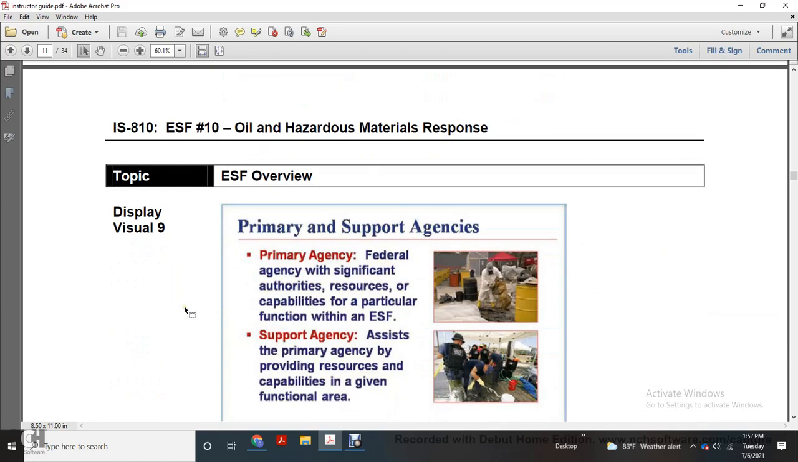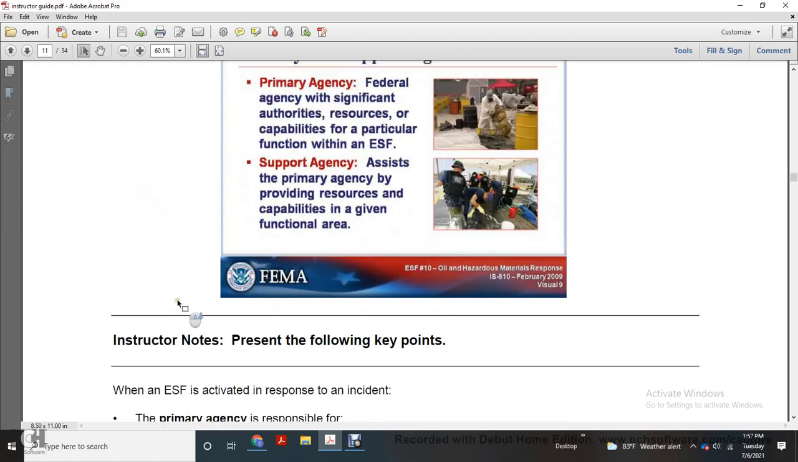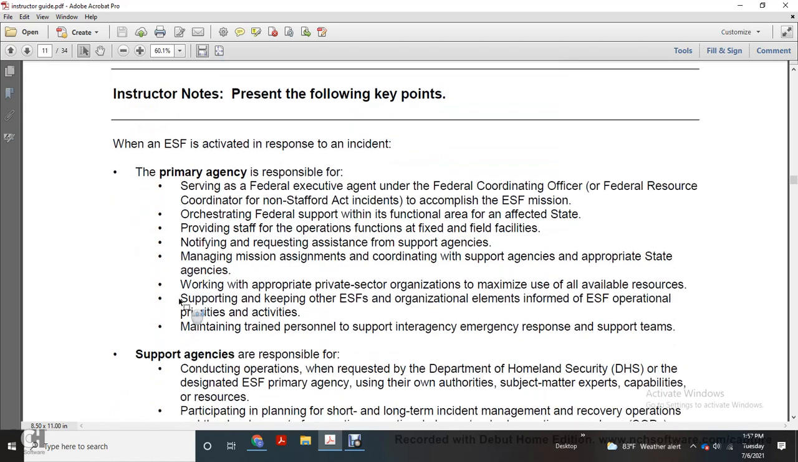Display visual 9. Primary agencies are federal agencies with significant authority, roles, and capability for a particular function within the emergency support function. Support agencies assist the primary agency by providing resources or capabilities in a given functional area. The instructor's note presents the following key points. When an emergency support function is activated in response to an incident, the primary agency is responsible for serving as the federal executive agent under the Federal Coordinating Officer, or Federal Resource Coordinator for non-Stafford Act incidents, to accomplish the emergency support function mission.